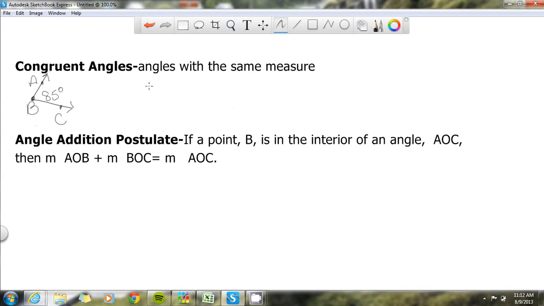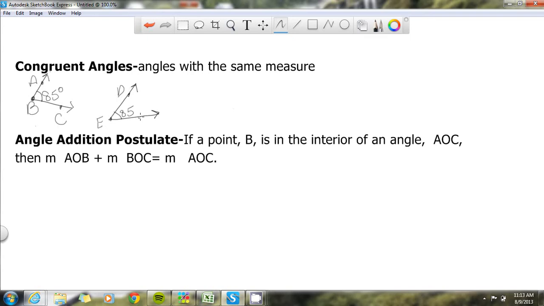If we have another angle that is also 85 degrees, we say these two angles are congruent. We mark it with an arc. These are congruency marks, and they show that these two angles are congruent. Now let's give this angle a name as well. Let's call it angle DEF.